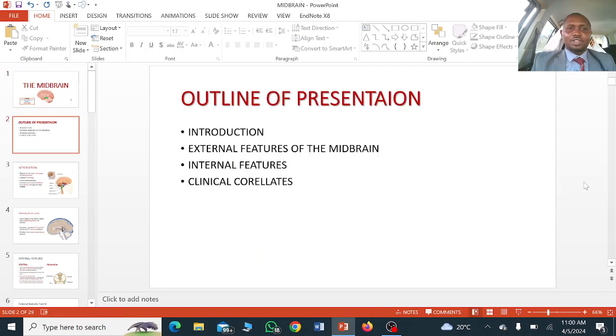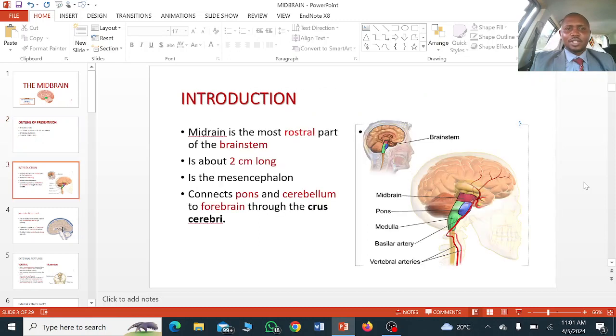So today's outline, we are going to have the introduction, the external features of the midbrain, the internal features, and the clinical correlates. On the introduction here, you can see this here is the midbrain that we will be focusing on today.